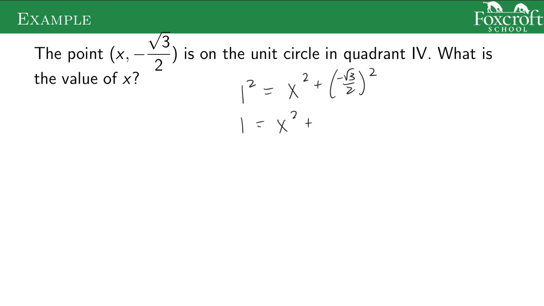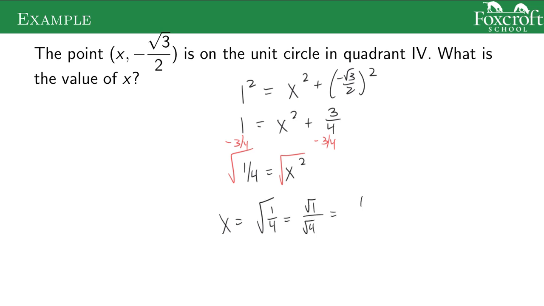Negative square root over here times itself is going to be positive 3 over 4. Subtract that from both sides. You can see it's kind of the same steps every time. Then I can take the square root of both sides. So x is going to be the square root of 1/4, or the square root of 1 divided by the square root of 4, which is 1 divided by 2. So my final answer is 1/2. If I'm in quadrant 4, it should be positive. If this was the same problem but it was in quadrant 3, then my answer would be negative 1/2 because I'm going to the left in quadrant 3.